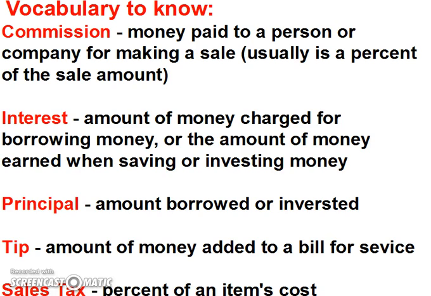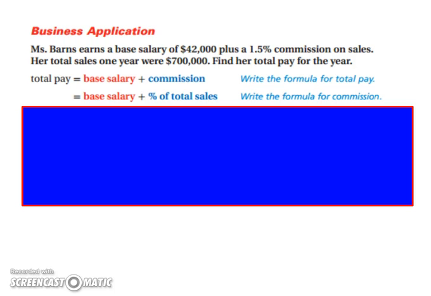A tip is the amount of money added to a bill for service. Oftentimes when you go to a restaurant, you pay a tip. And sales tax is the percent of an item's cost. Let's look at a business application.